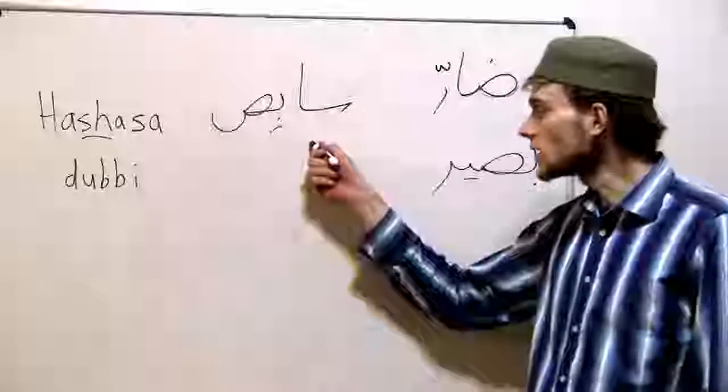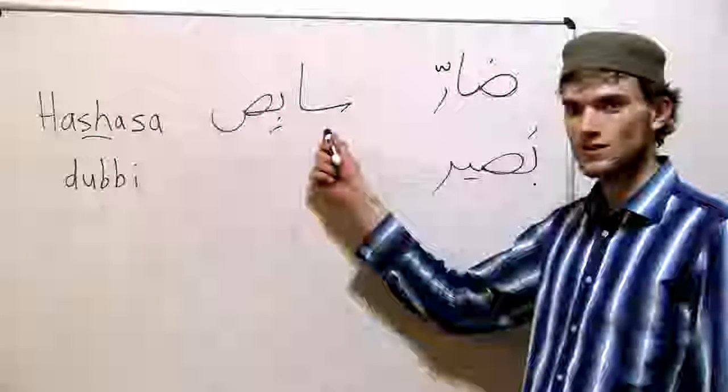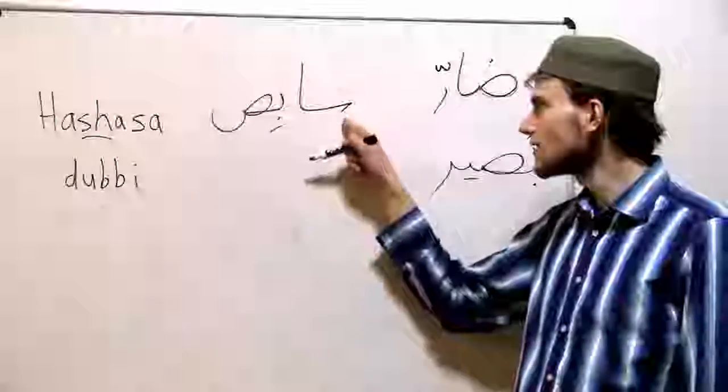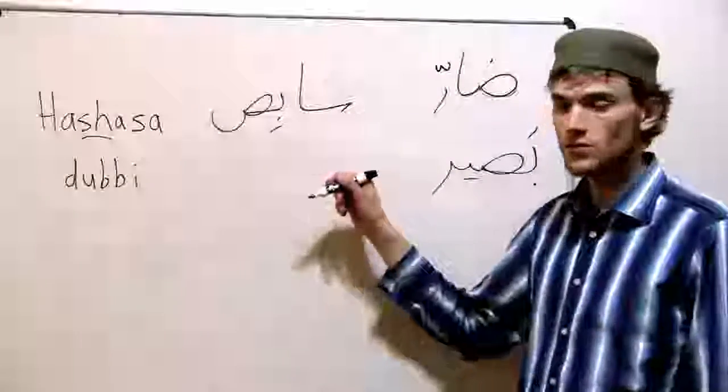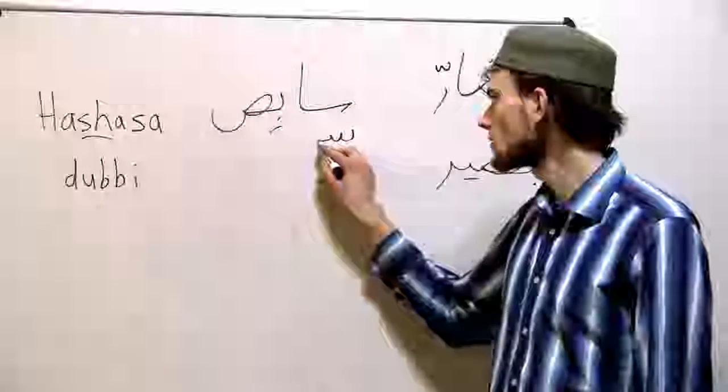Okay. Now this one, 4 letters here, what are they? Right, this is a seen. Notice how I'm doing it in the way that's typically written, handwritten, not with all the teeth there.